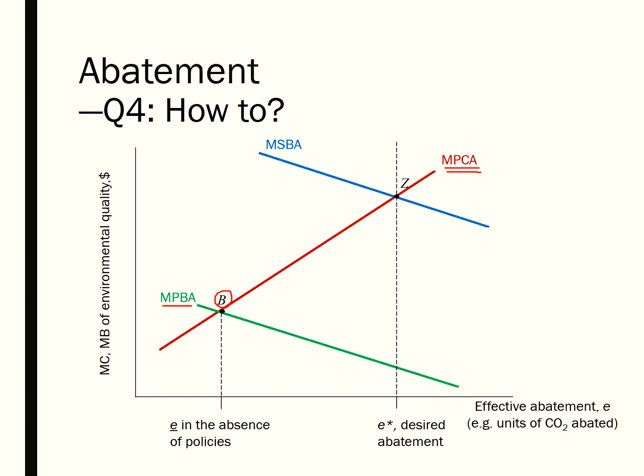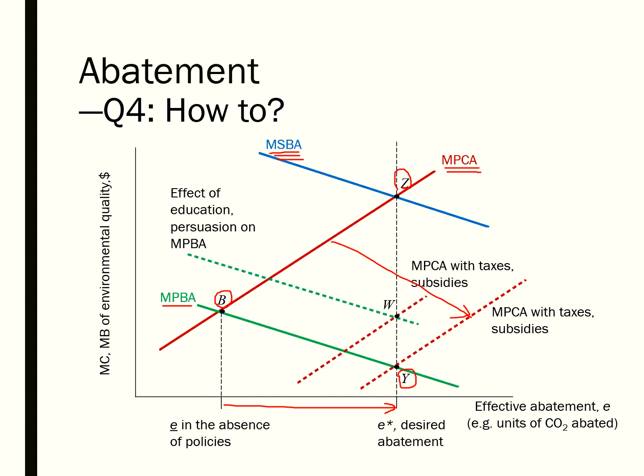The first one is solely relying on taxes and subsidies to push MPCA to the right until it crosses MPBA at point Y. It coincides with the social optimum abatement level. Alternatively, policymakers can promote MPBA, the marginal private benefit of abatement, by education and persuasion, so that less taxes and subsidies are used. It results in point W, which also has the same desired level of abatement.